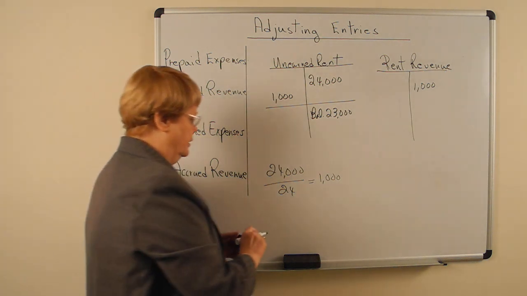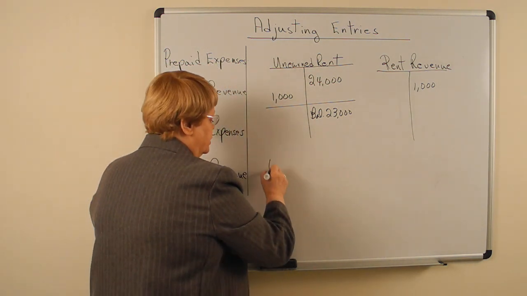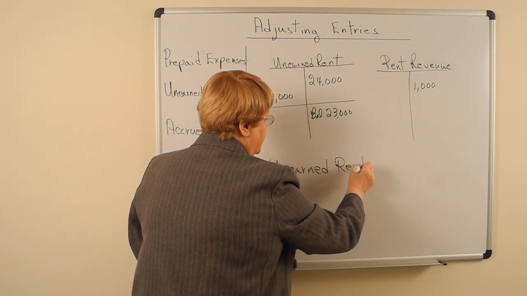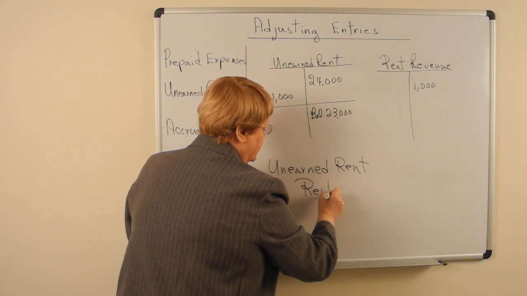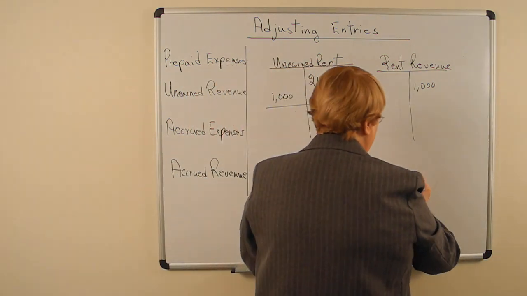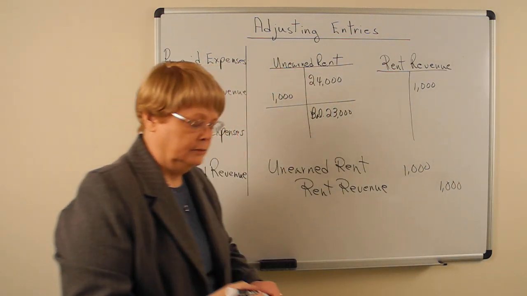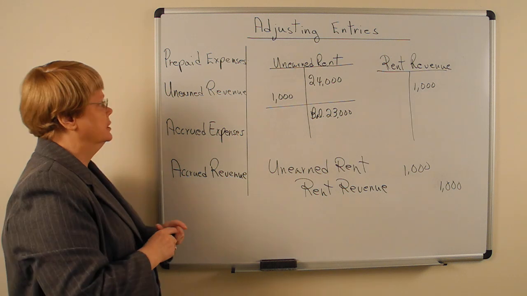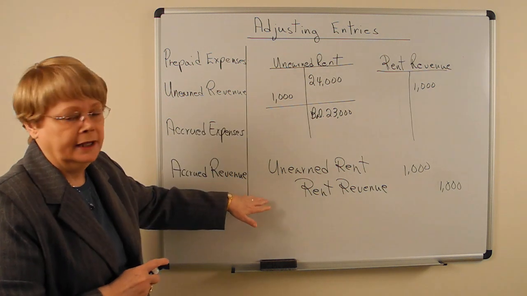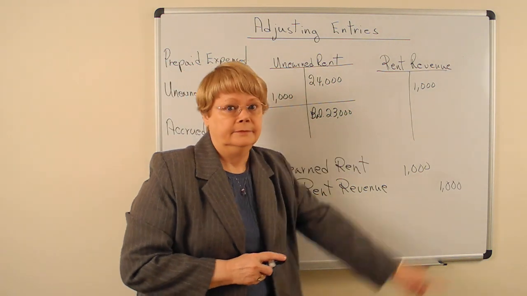Now the journal entry for that, let me erase this so I can have a little bit more room, would be a debit to unearned rent. That's the debit. And the credit goes to rent revenue. And that was for $1,000, debit and credit. So there you have your entry for unearned revenue, in this case unearned rent, in T account format and in journal format. Okay?